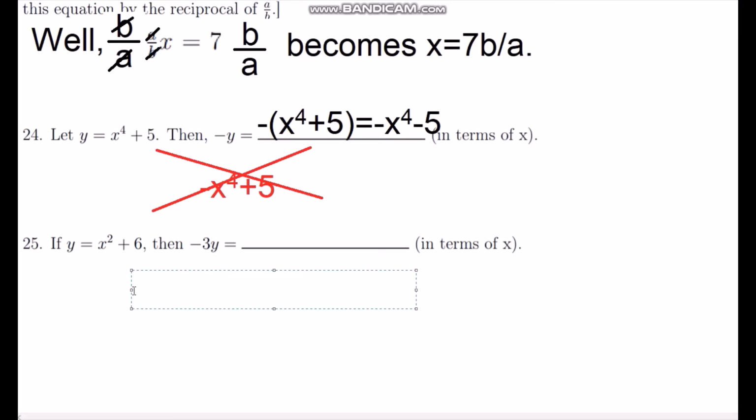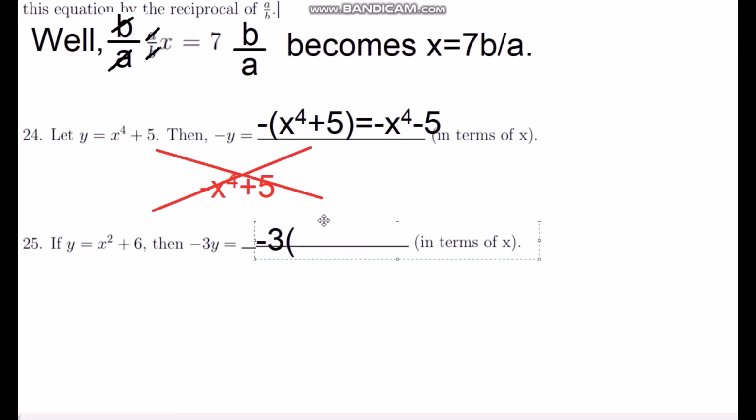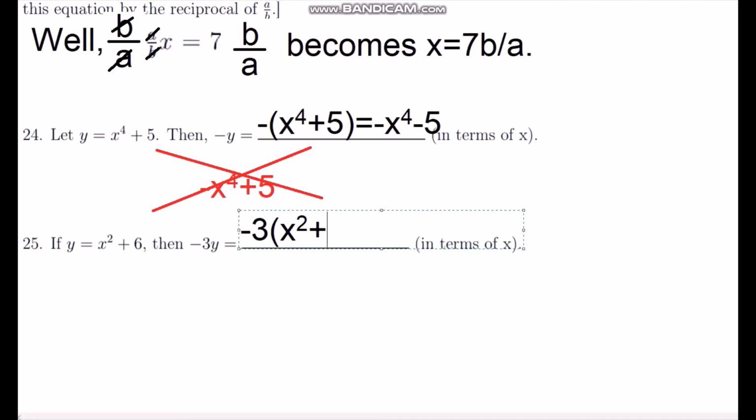And let's just do it one more time. Same process here. So we have minus 3 times y equals minus 3 times x squared plus 6, which is equal to minus 3x squared minus 18, because the minus 3 is moving to both terms. And then that's it.